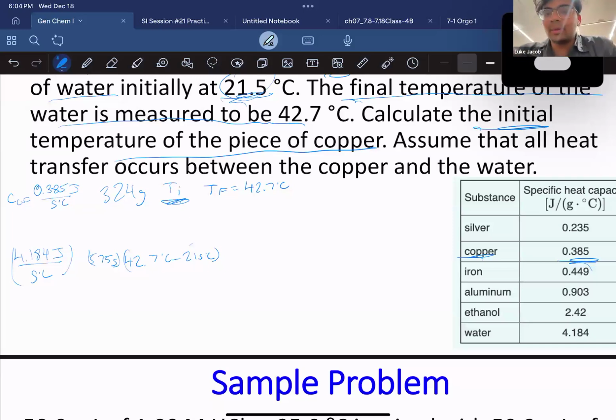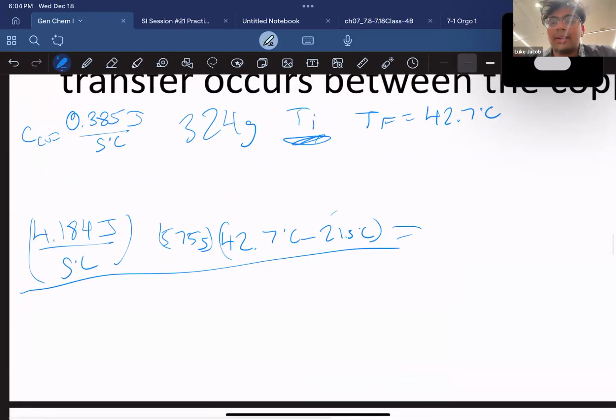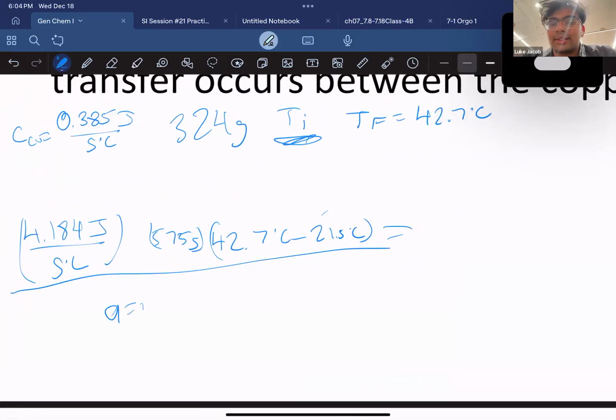There's a couple ways we could go about this. For one, we could calculate joules from here. We can use Q equals MC delta T and calculate the amount of joules.